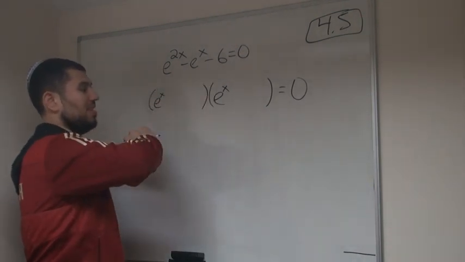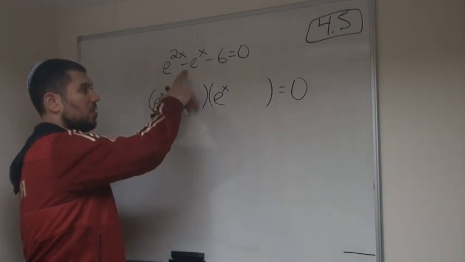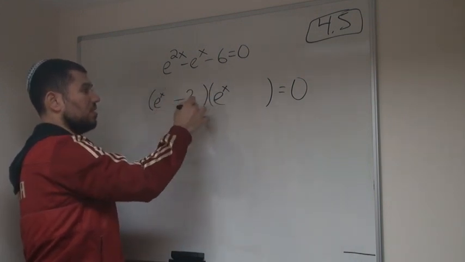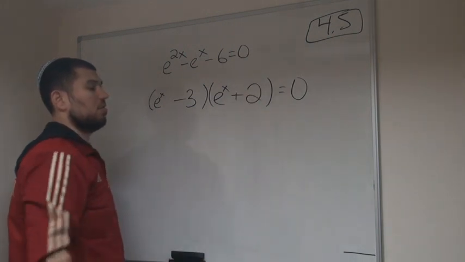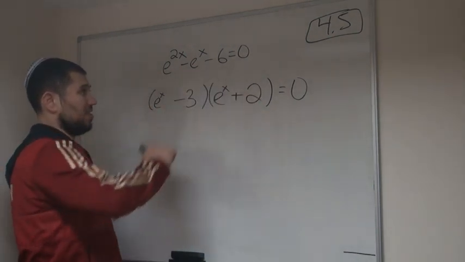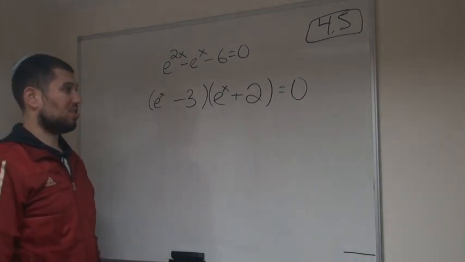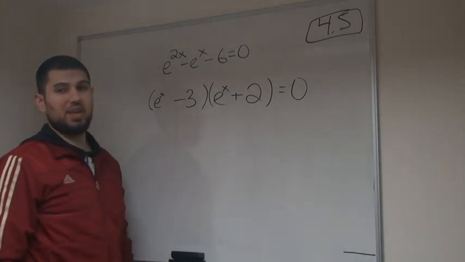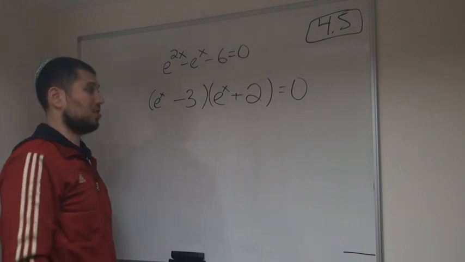How do we multiply out to a negative 6 and have a negative 1 in the middle? We have a minus 3 and a plus 2. So I can factor this to e to the x minus 3 times e to the x plus 2. If any of you don't like the factoring, just FOIL it out.